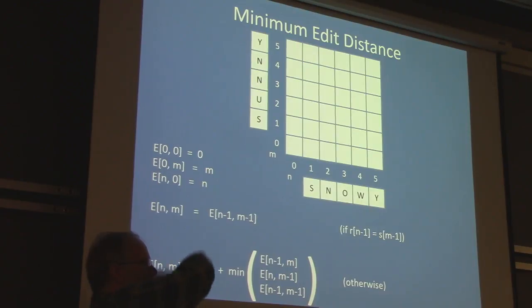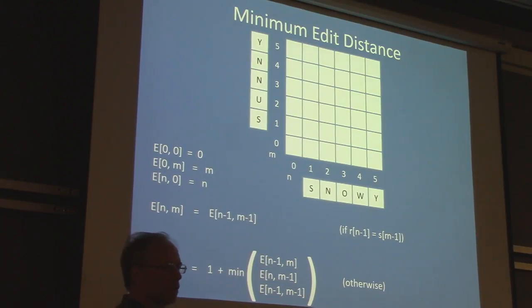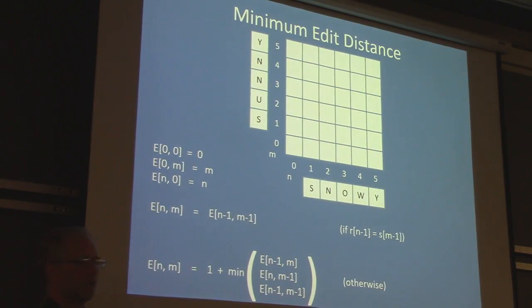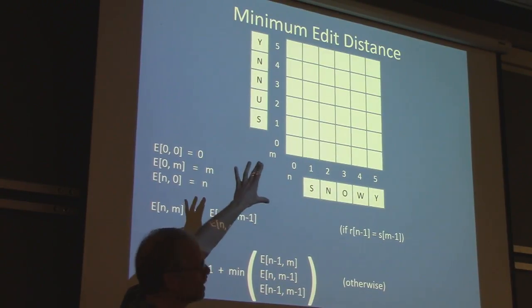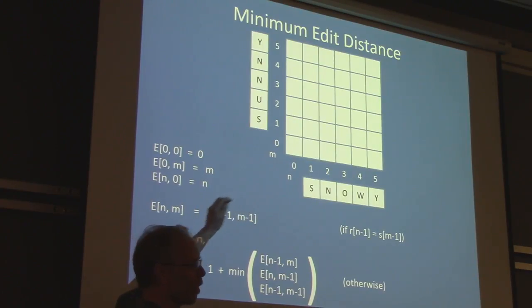So suppose we succeeded in filling in the correct number in every box. Where would our answer appear? Bottom left. Yep, the top right. Top right is the edit distance of 5, 5. So think of this array as being E, and our problem is to fill the array in.